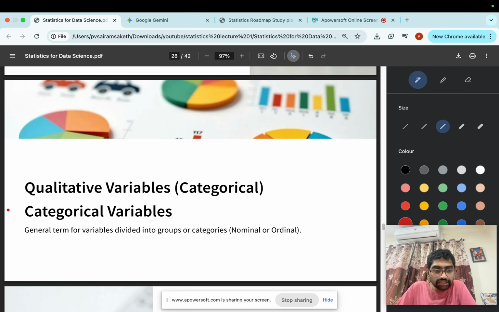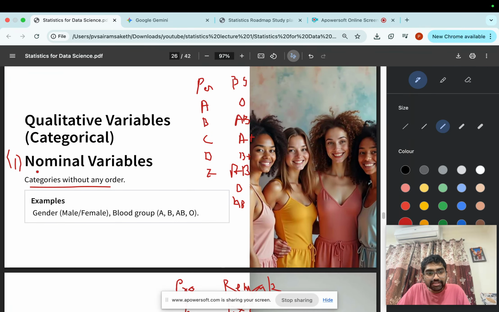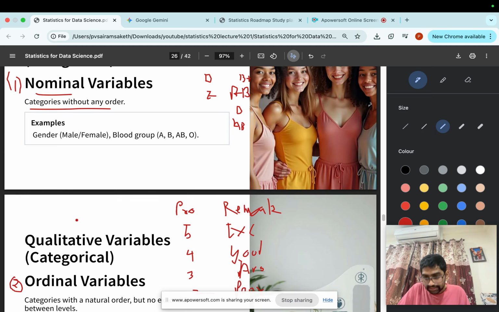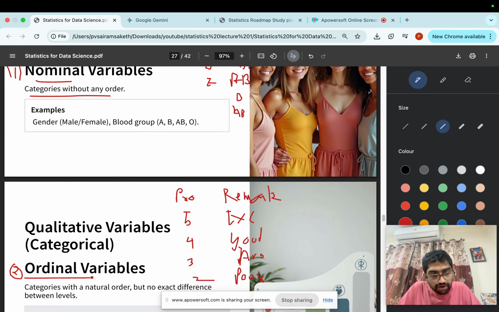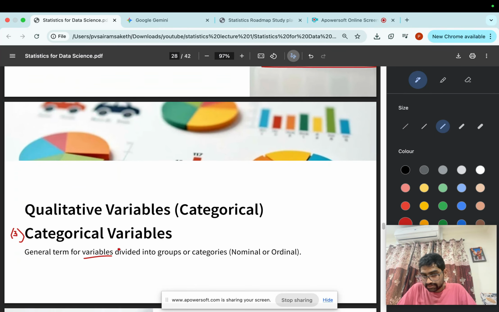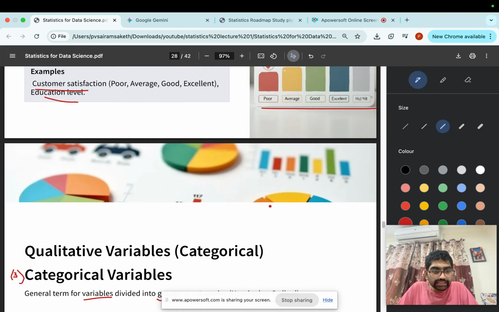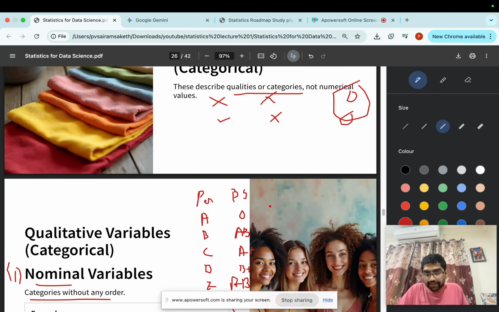Now the third thing is categorical variables. Categorical variables means data that can be either nominal or ordinal. It is the general term we use for qualitative variables. It is divided into groups or categories, nominal or ordinal. So these are the qualitative variables.